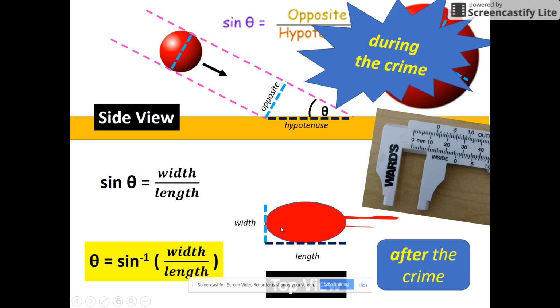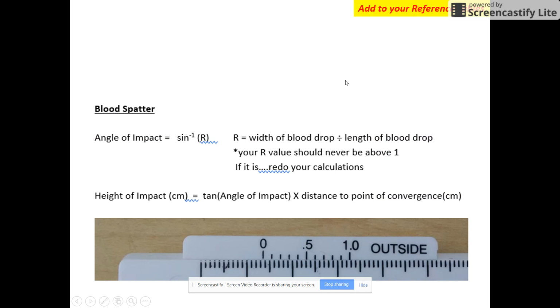So the cool thing is, this blood drop, you're doing this measurement after the crime, but this can tell you what was happening during the crime. You can find out what angle the blood was hitting the surface at, which can give you part of the story of where those blood drops may have originated from. So you can look at and take measurements after the crime that can tell you about things that happened during the crime. Okay? Now, in your reference tables, the formula that I just showed you looks like this.